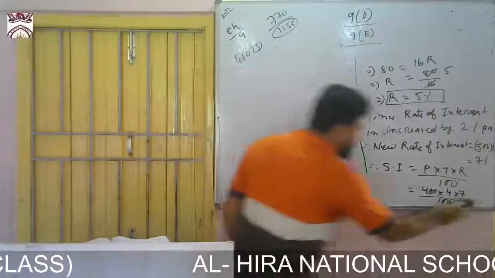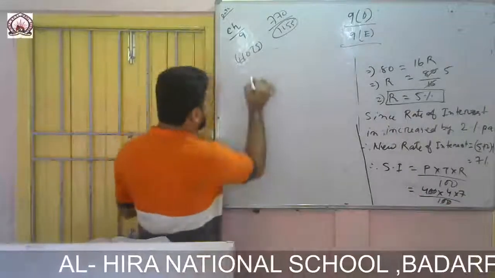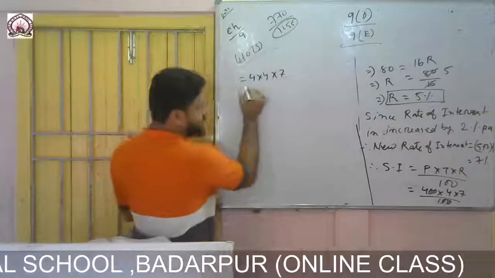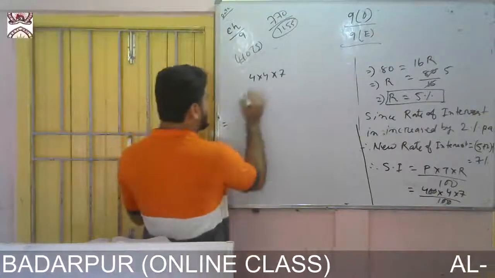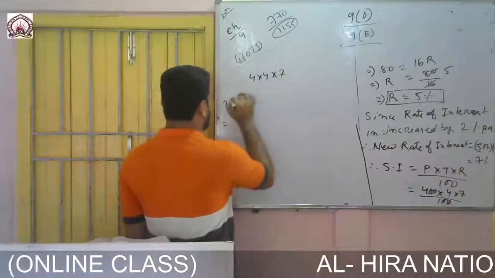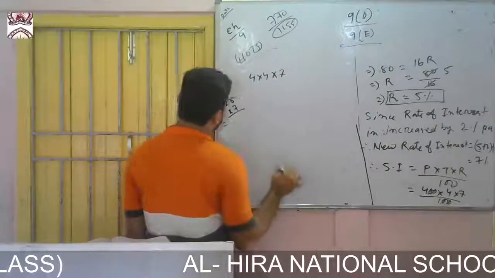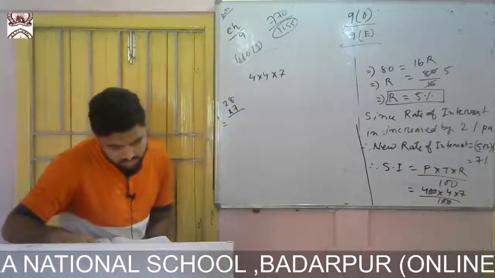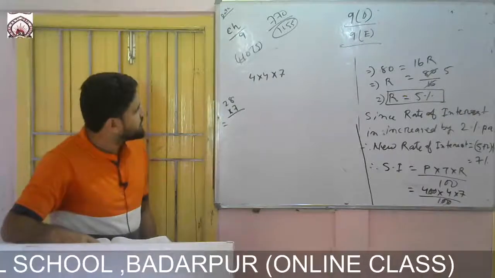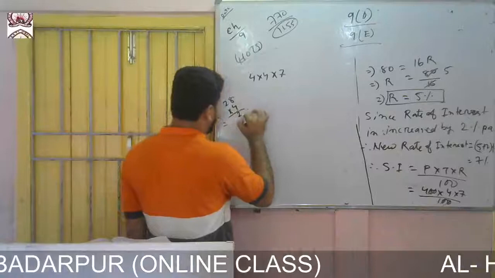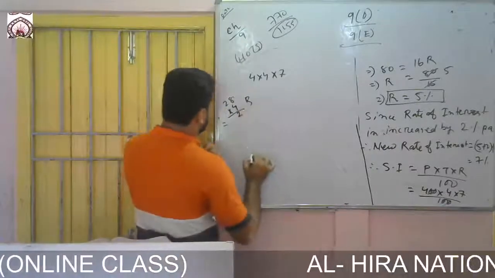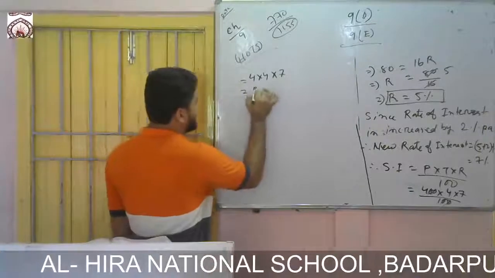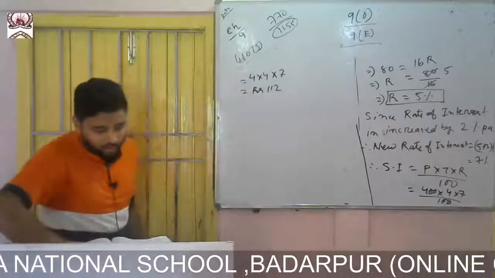So here we got 4 into 4 into 7. Like this you multiply: 16 7s are 112. Yes, it is rupees 112.